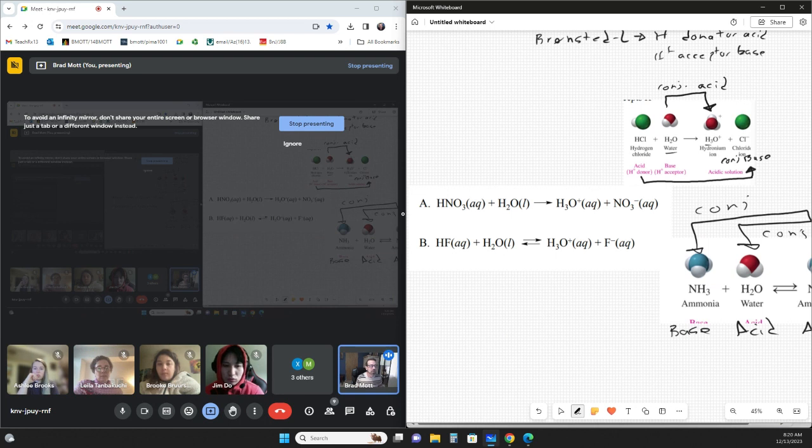Okay, so of course, this is the Bronsted-Lowry. The proton donor is the acid. That makes this the Bronsted-Lowry base, or the proton acceptor, and their conjugates are the Bronsted-Lowry acid and the Bronsted-Lowry base.